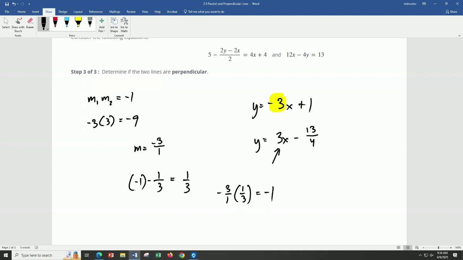And then you can also do the math and show yourself that if you needed a perpendicular line to y equals 3x minus 13 over 4, that's 3 over 1. Well, how about negative 1 over 3? Wouldn't that be the negative reciprocal to have a perpendicular line for that guy?